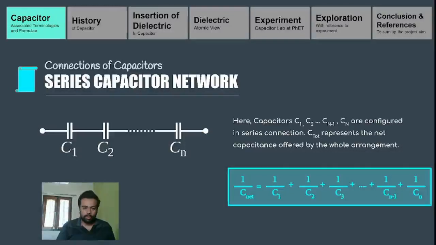And when we calculate the net capacitance, it implies that if we have n number of capacitors lying in a series network, then we can consider it as a single capacitor of capacitance C net, meaning the total or equivalent capacitance of the network, and we can make it look as a single capacitor. So when we compute the capacitance here, it will be 1 by C net equal to 1 by C1 plus 1 by C2 and so on up to 1 by Cn.